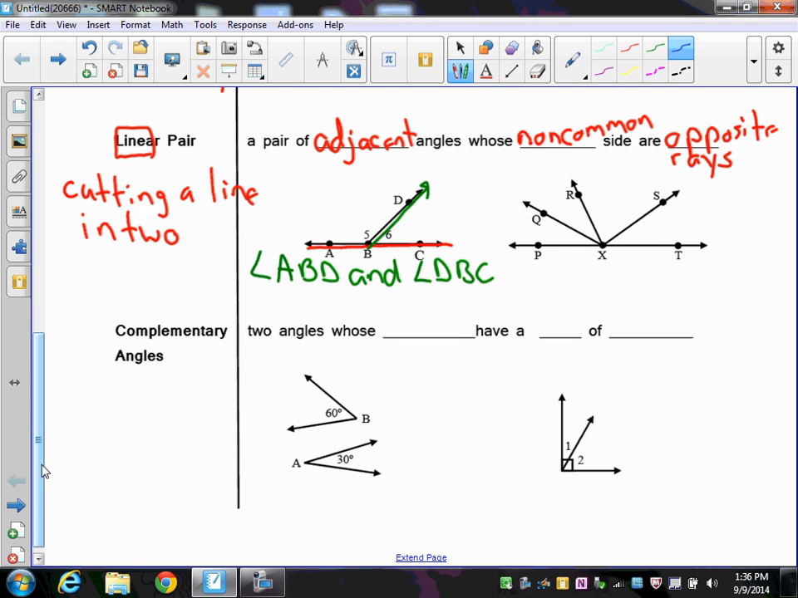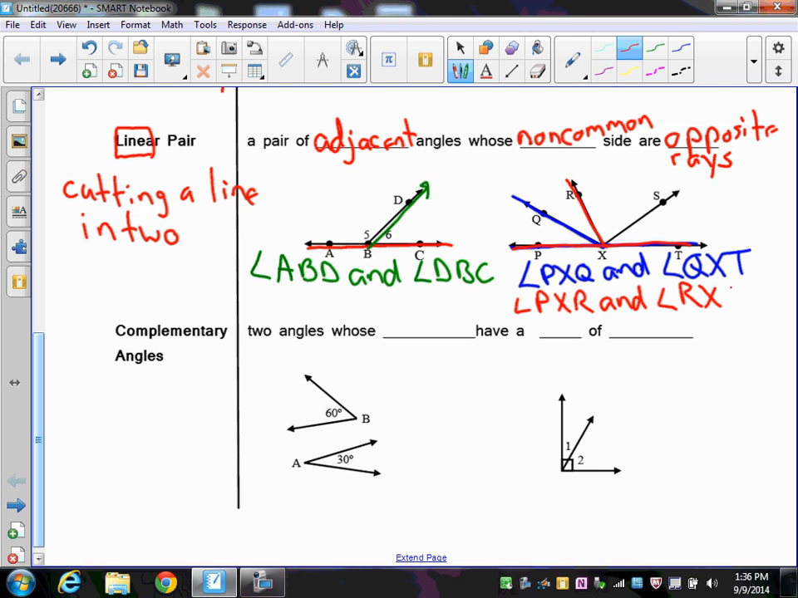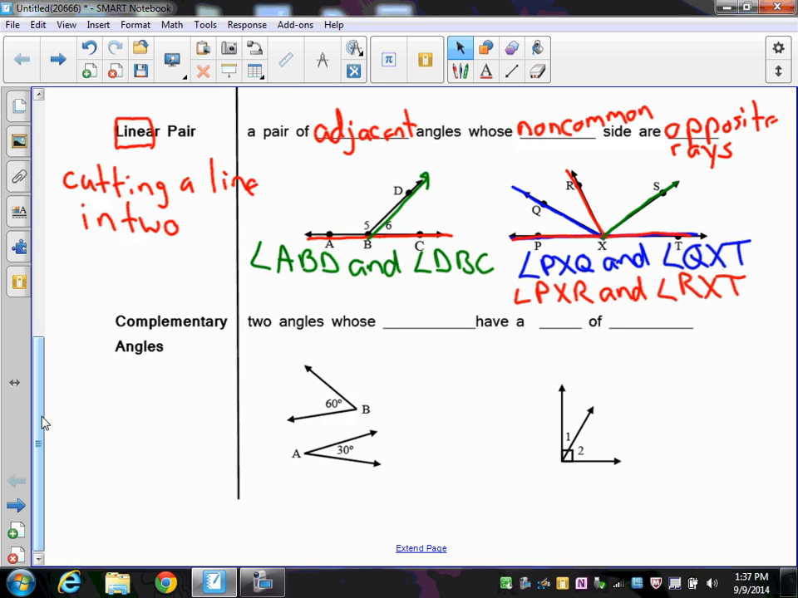There's a number of linear pairs here, but again, I take one line and I cut it. So that would mean angle PXQ and angle QXT are the linear pair. Another way I could do this, I take this same line again, I cut it here. That would be angle PXR and angle RXT. We could also come up with another pair of angles that form a linear pair with ray XS. But we're going to move on to complementary angles.